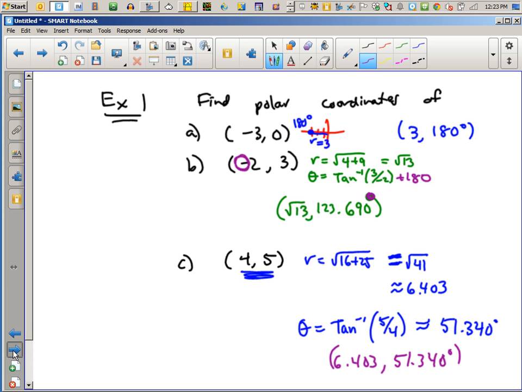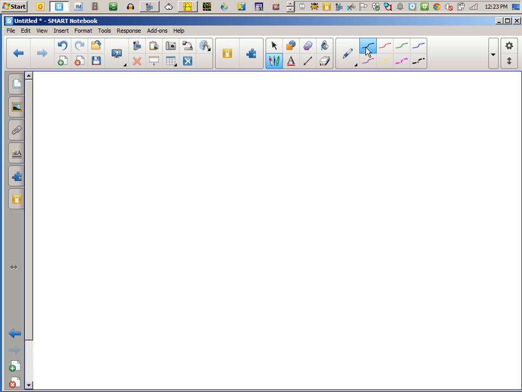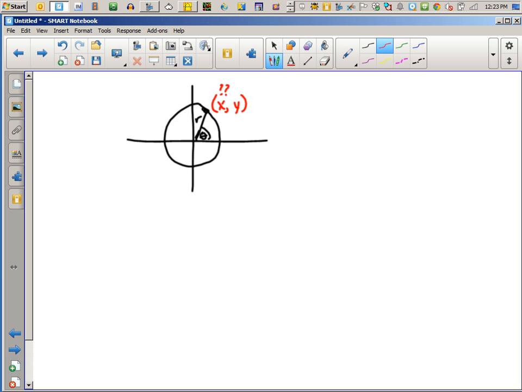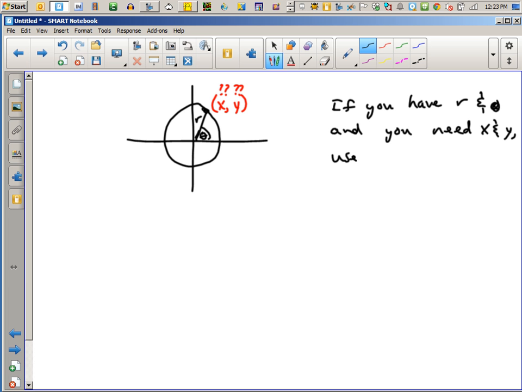Let's go on and look at a separate situation. Let's say that you actually had r and theta. So you knew r, and you knew the angle theta, but you wanted x and y. How would you do that? So let's go ahead and take that situation. So if you have r and theta, and you need x and y, you can use the following.